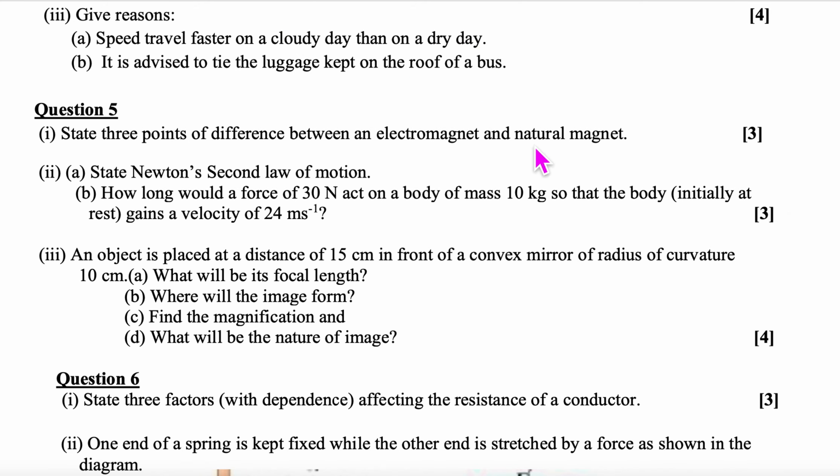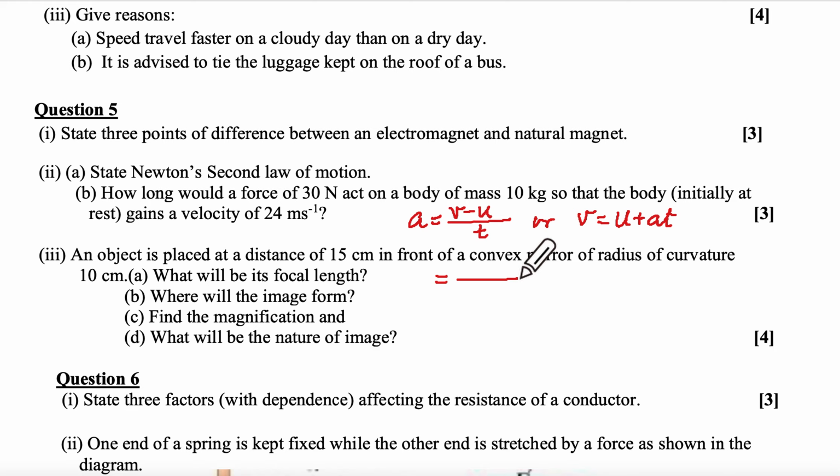3 points of difference. This is easy. State Newton's second law. How long would a force of 30 Newton act on a body so that the body initially at rest? Can you see they are saying force, so F is equal to M into A. Point number one is acceleration, you have to find. Acceleration is V minus U upon T, or you can use V is equal to U plus AT. Agreeable to you?